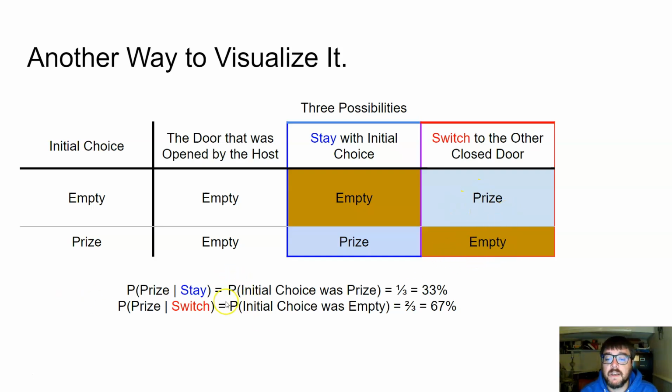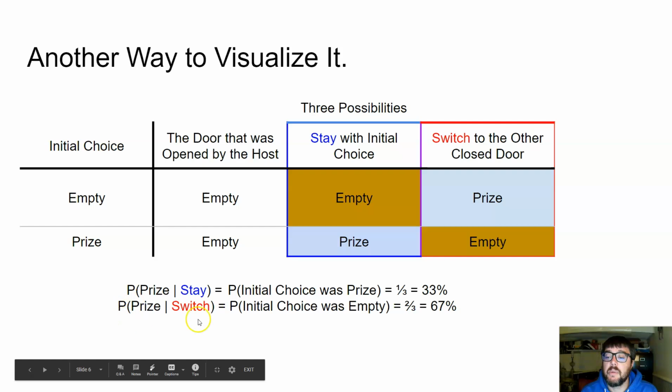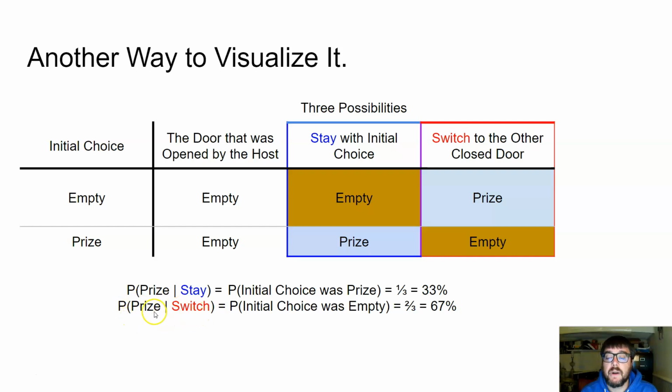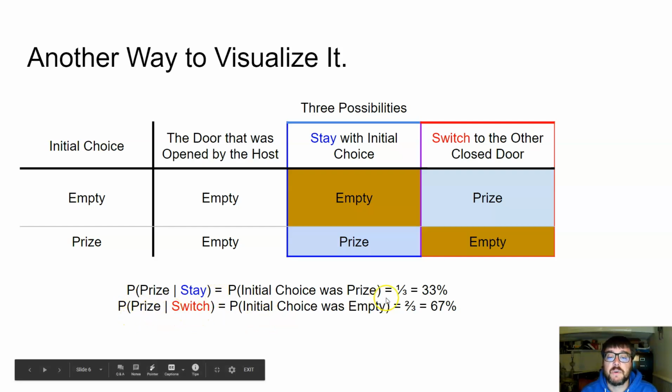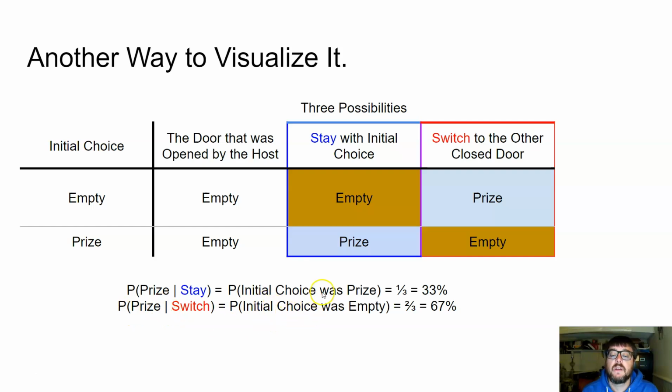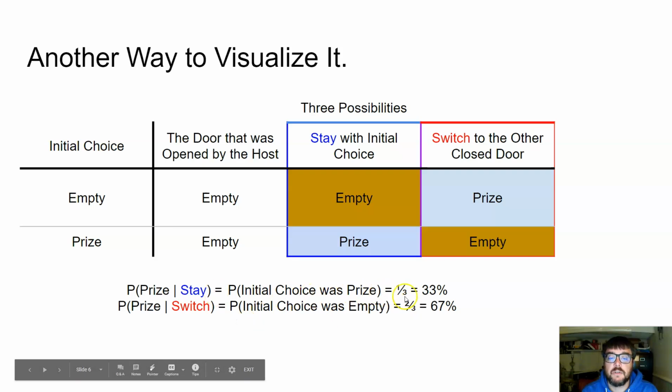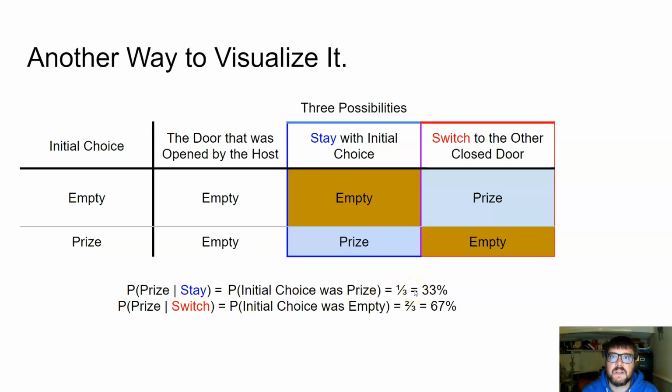And that works because the probability that you win a prize given that you're staying is the same as the probability that your initial choice was the prize. But that's only 1 in 3. And the probability that you win the prize if you switch is the probability that your initial choice was one of the empty ones, which is 2/3. So sometimes you can find a conditional probability in terms of a non-conditional one. So there are lots of different ways to express conditional probabilities.